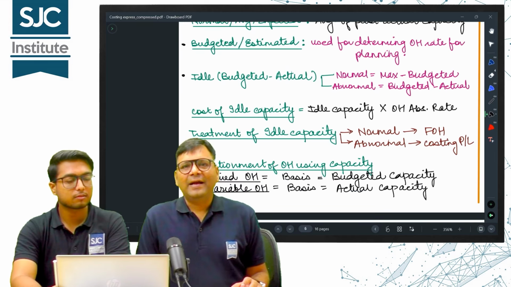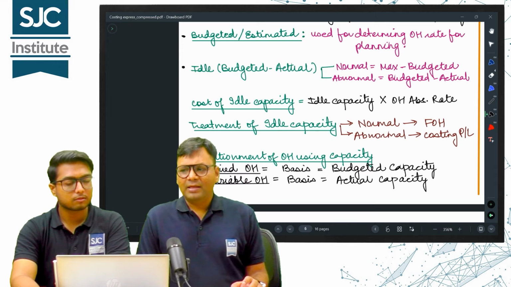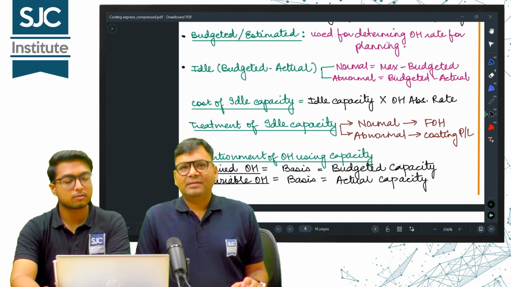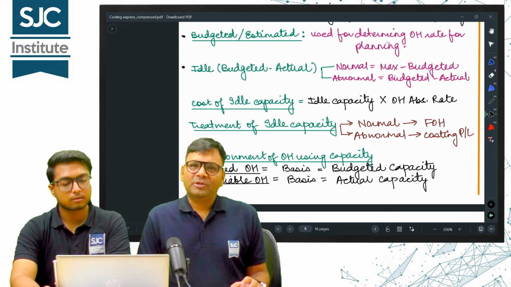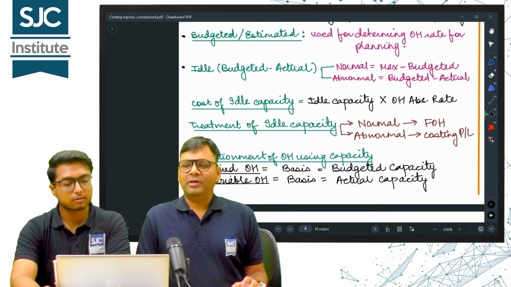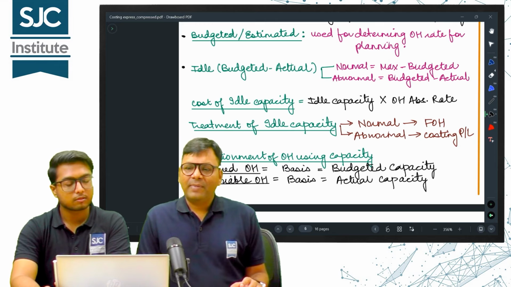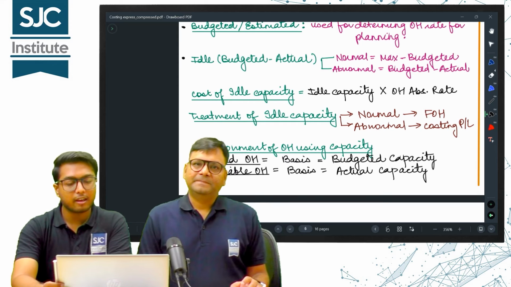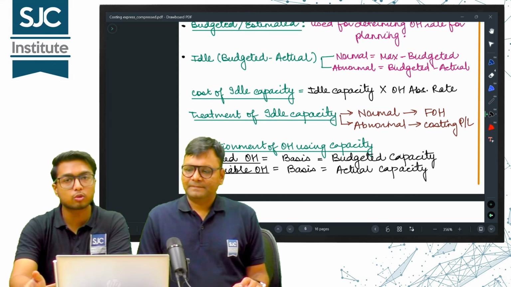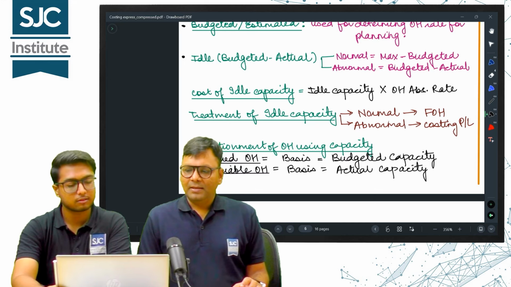Then we have cost of idle capacity, which is equal to idle capacity multiplied by overhead absorption rate. If idle capacity is in hours, then calculate overhead absorption rate using hours. How will you calculate overhead absorption rate? That is equal to your total fixed overheads divided by budgeted capacity. Treatment of idle capacity. If the idle capacity is normal, it is charged to factory overheads. But if it's abnormal, it is charged to costing P&L.